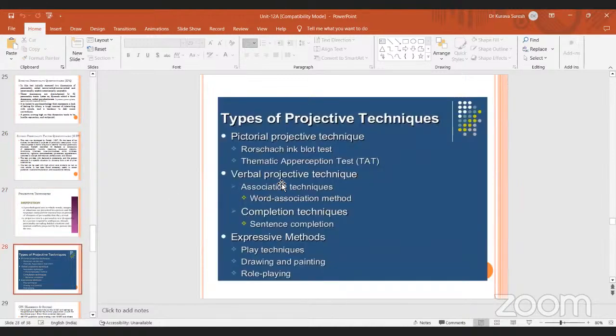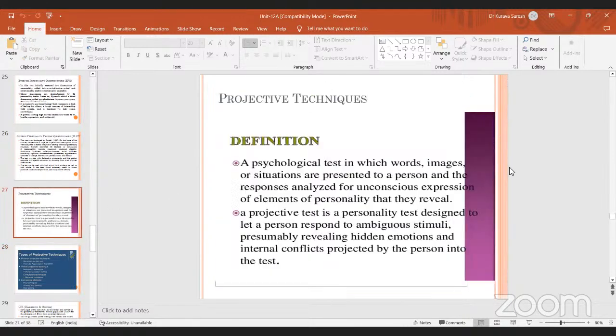Projective test. A projective test is a psychological test using images and suitable presentations, emphasizing personality-relevant material, which evoke emotions related to internal conflict.